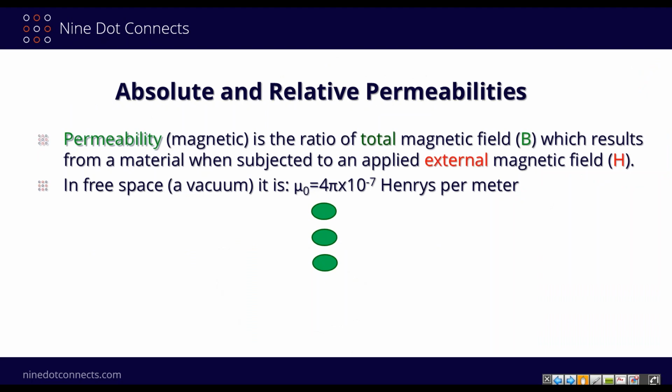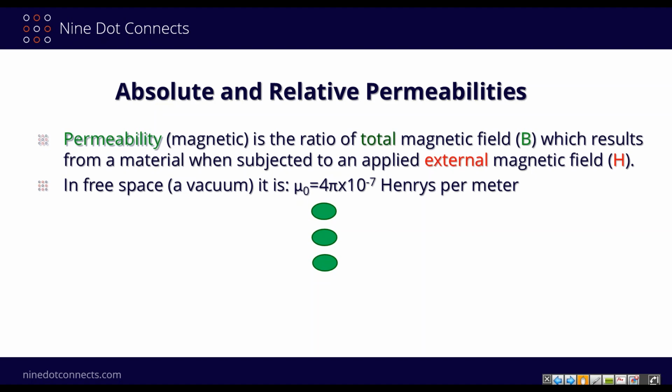This text says it's the ratio of the total magnetic field that we're trying to get to, which has a symbol B, that arises as a result of applying some external magnetic field we call H. It's usually rated in things like ampere turns. If we have more turns or more amps, we're forcing harder, and so we get more residual flux. In free space, where there is absolutely nothing, if you apply some H, you get some B. And that has to do with the permeability of free space, mu naught.